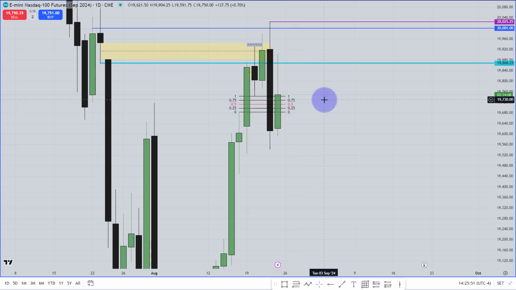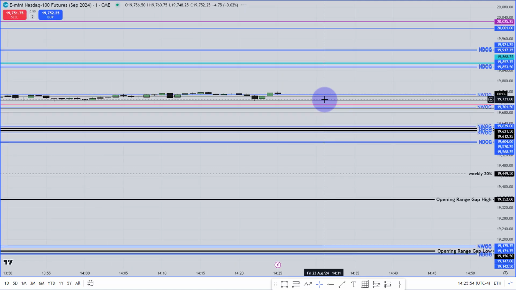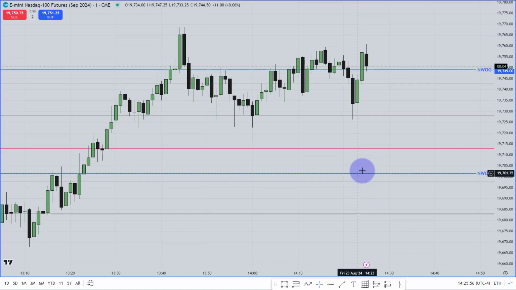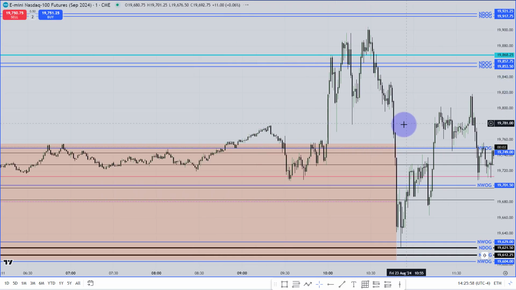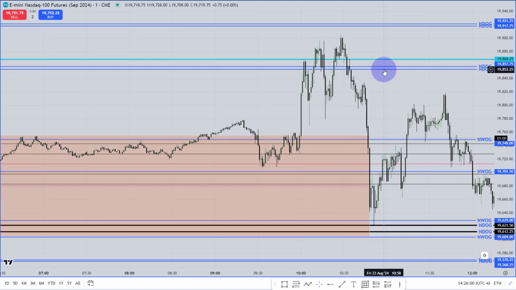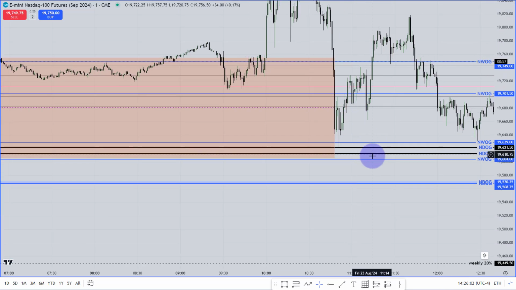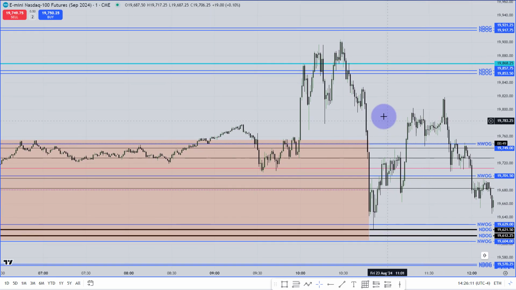Don't forget them. Okay, now I'm coming to the 1 minute chart. Trust me, you will get lost over there. So this is that specific area where I have this new opening gap, this new week opening gap. Inside this new week opening gap, I have today's new day opening gap. So these two black lines are today's new day opening gap.